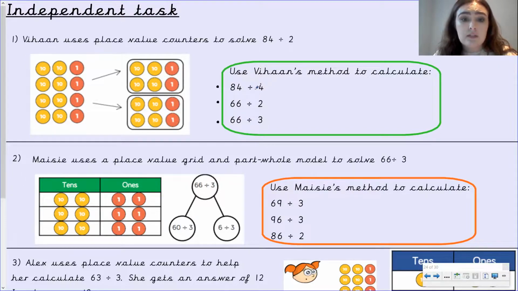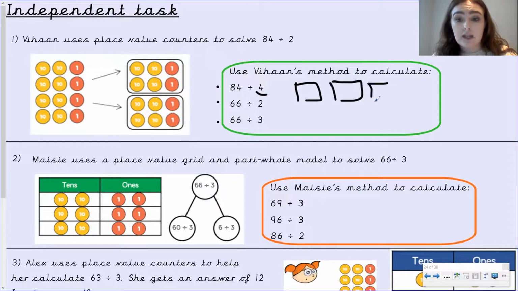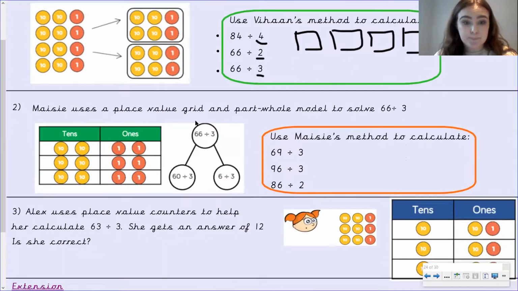So if you've got 84 divided by 4, how many groups are you going to draw? Well done if you got 4 groups. So you would need to draw 4 groups and share 84 between those 4 groups. It's the same for the other ones as well. Look at what you're dividing by. Depending on what you're dividing by, will show you how many groups you need to make.